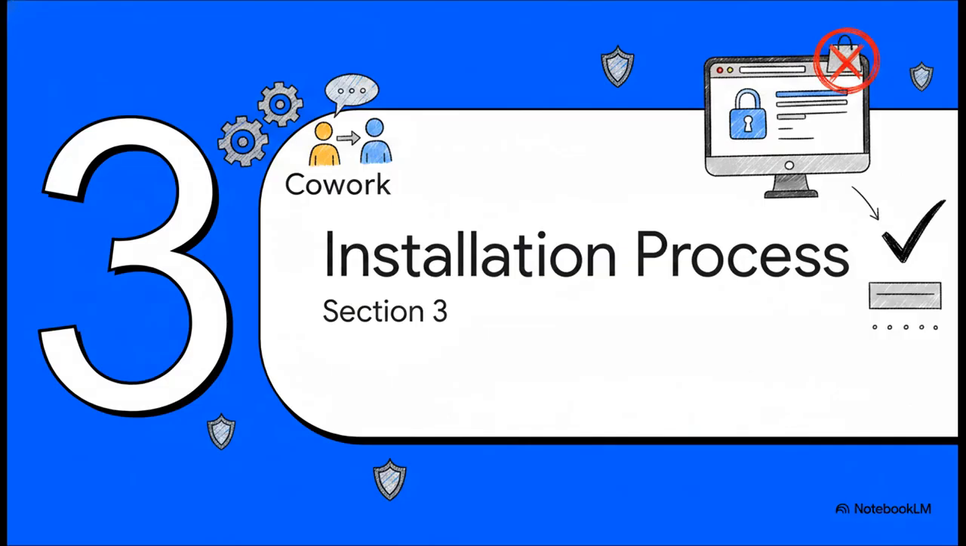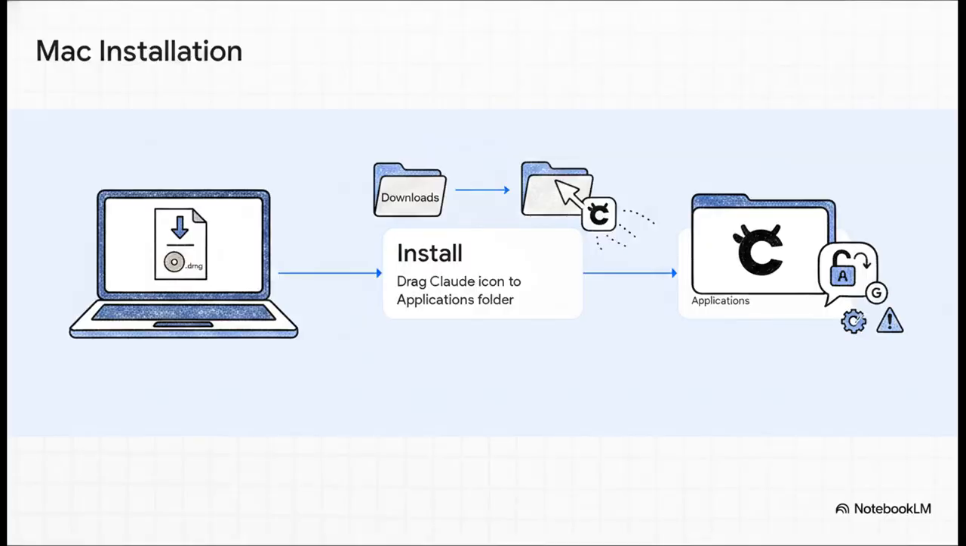Section 3, the installation process. Okay, now that we've checked our blueprints and confirmed our workspace is fully ready, let's actually download the software. Please be incredibly careful here. Make sure you only ever use the official claude.ai/download link. Do not grab it from the Microsoft Store or some random third-party website, as those might lack the Cowork feature entirely.